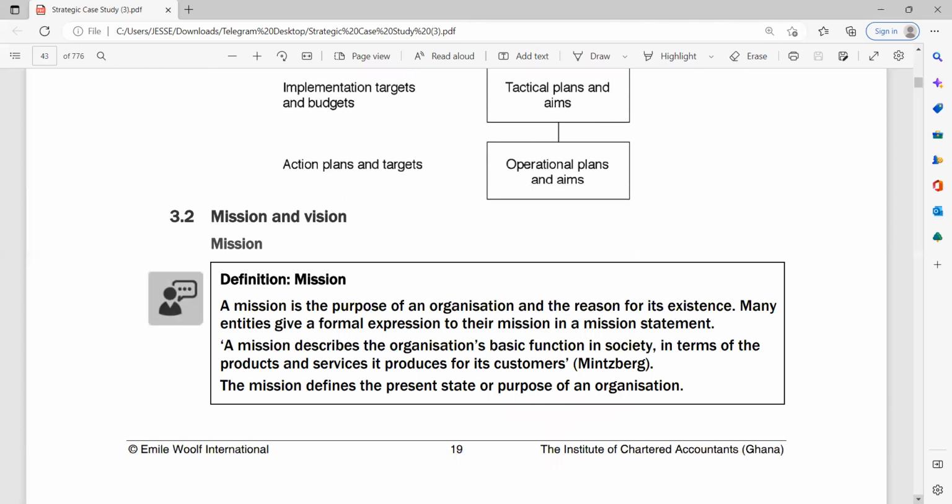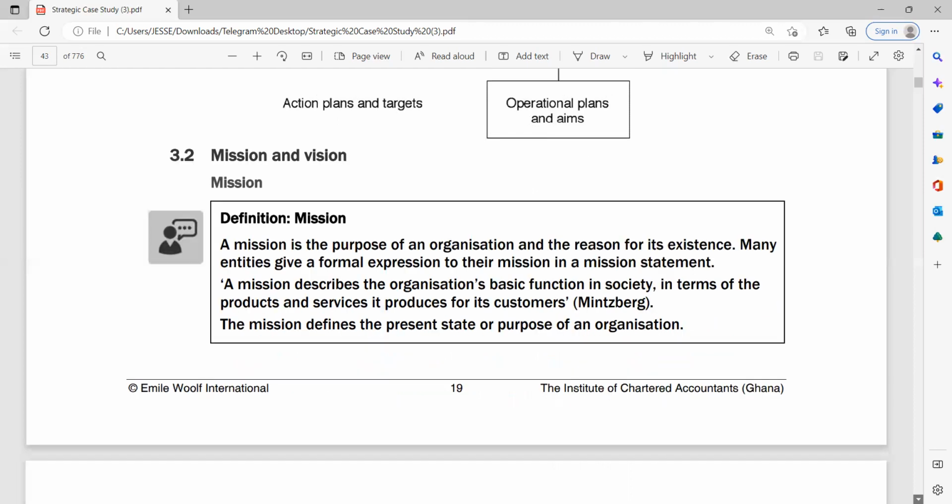Now, what is a mission? Let's look at this in more detail. The mission, as we've already indicated, is the purpose of an organization and the reason for its existence. You would see that many organizations have a formal statement concerning their mission. Why are they even operating? Very, very important.